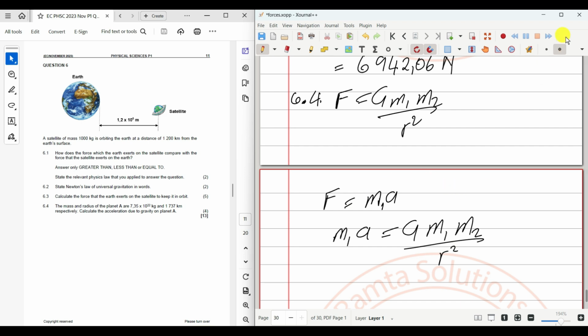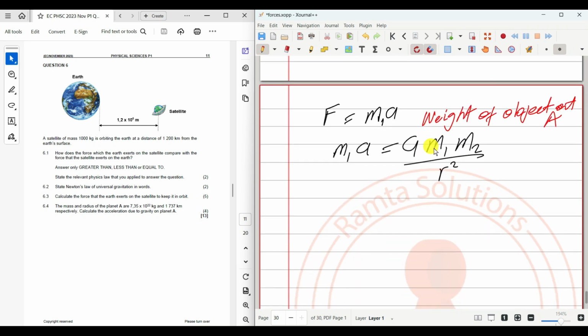This is when we find the weight of an object at planet A. Okay, right. So now, as you can see, we will then say the acceleration will then be dividing by m1. It will be G m2 over r squared.